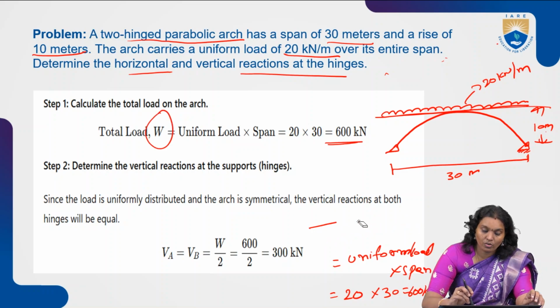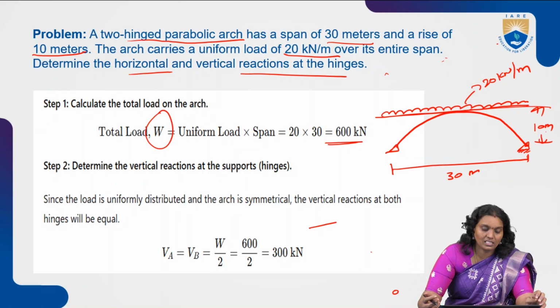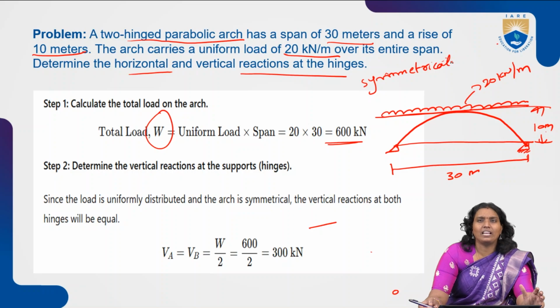Now we are going to find out the reactions at the supports. Here, since the load is uniformly distributed and the arch is symmetrical, the vertical reactions at both hinges will be equal, because it is a symmetrical one.